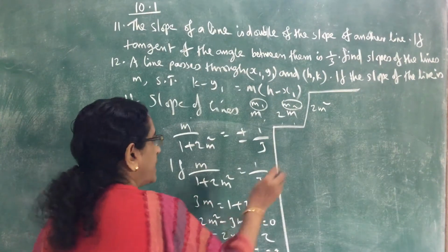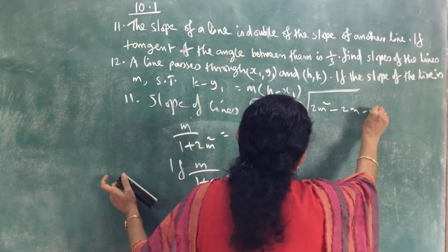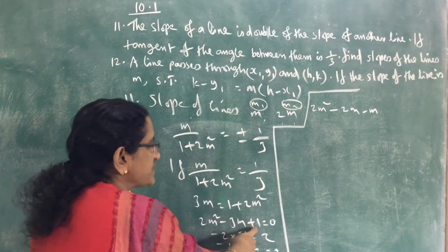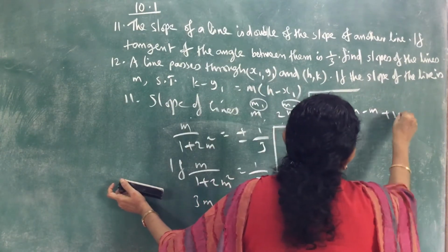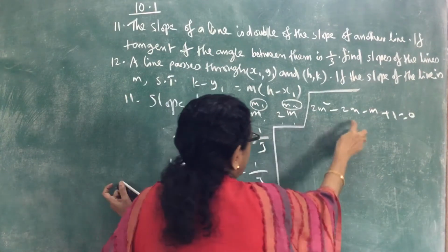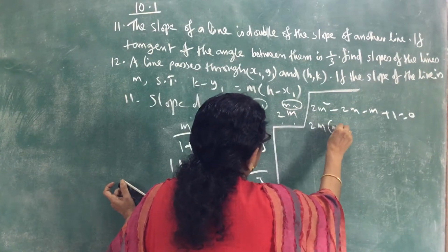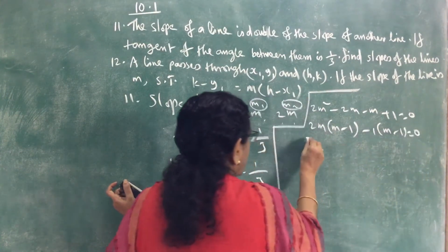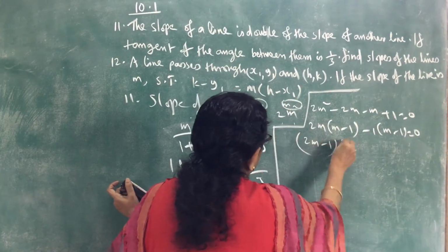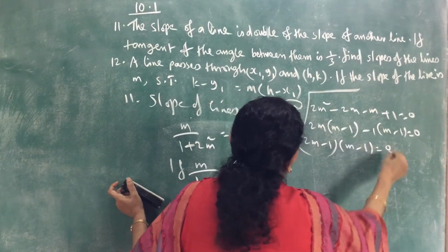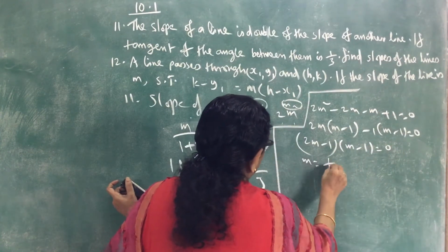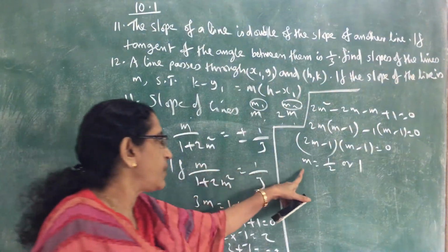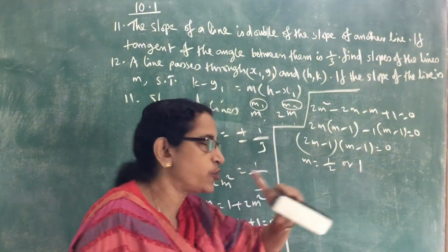So 2m square minus 2m minus m plus 1 equals 0. From these two terms, 2m into m minus 1 minus 1 into m minus 1 equals 0. So 2m minus 1 into m minus 1 equals 0. Therefore m equals 1 by 2 or 1. So we got two values for m, half and 1.